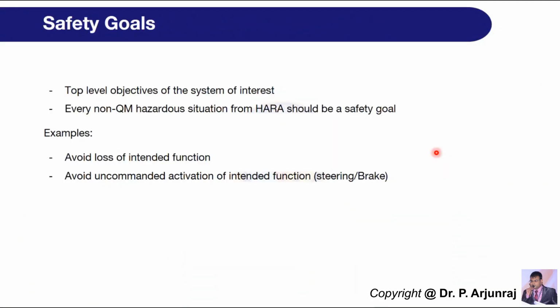So again, you need to have a safety goal for this. You need to find out what is the top level objective of the systems of interest. So every non-quality management situation should arrive at the HARA, and you should have the failure modes. You need to have the safety goal. Say, for example, avoiding the loss of intended function. Avoiding the uncommanded activation of intended function, which, for example, steering or brake can be taken into account.